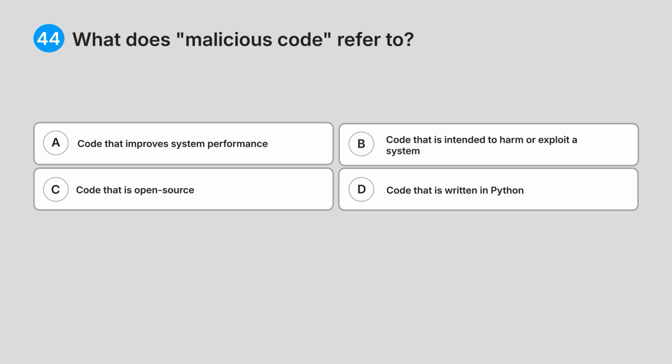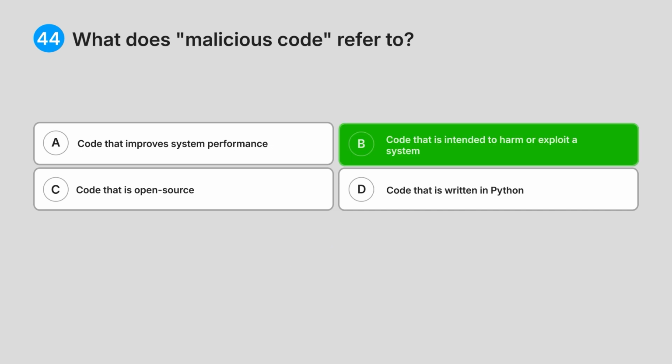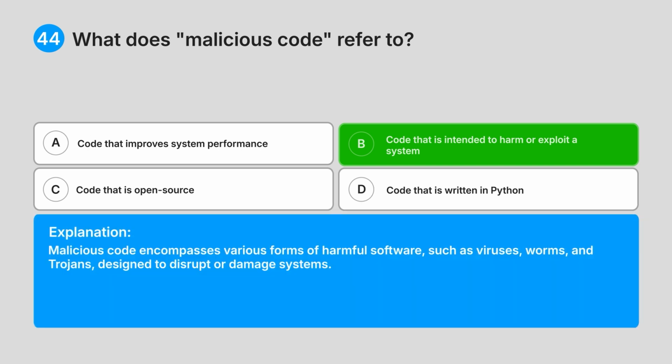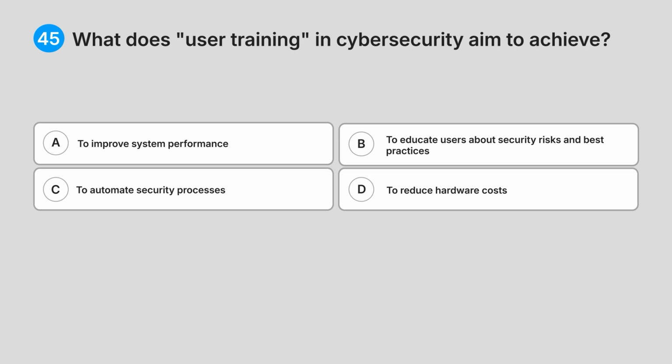Correct answer: B. Code that is intended to harm or exploit a system. Explanation: malicious code encompasses various forms of harmful software, such as viruses, worms, and trojans, designed to disrupt or damage systems. 45. What does user training in cybersecurity aim to achieve?